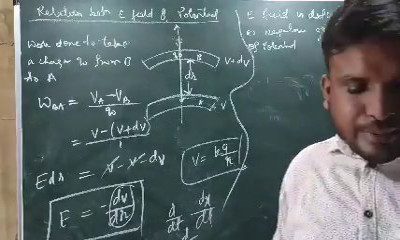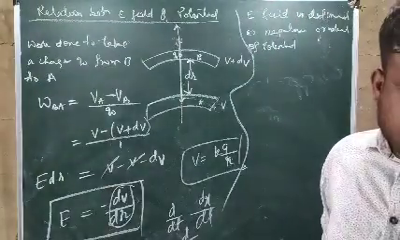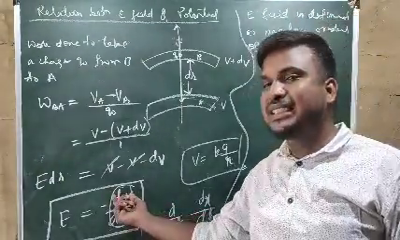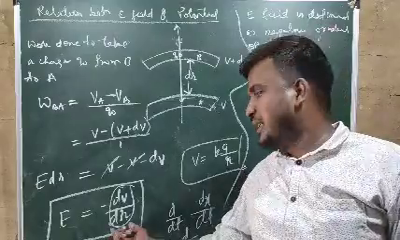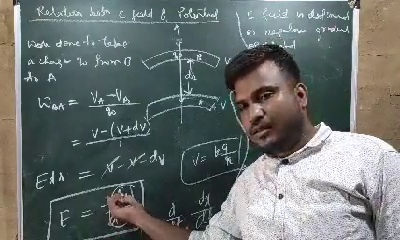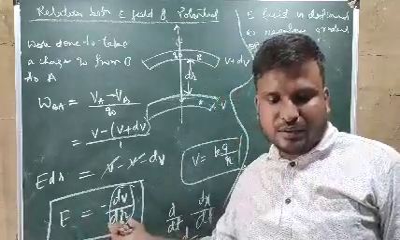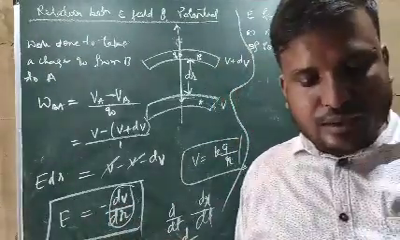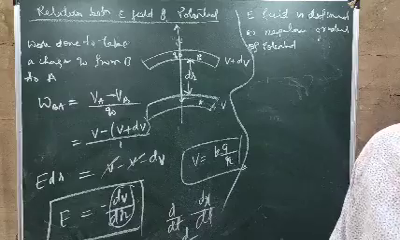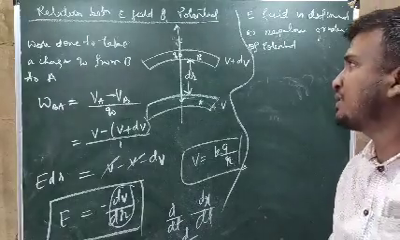The second property is that the magnitude of electric field is given by change in the potential per unit change in the length. So this is the relation between electric field and the potential. I hope you have understood this.